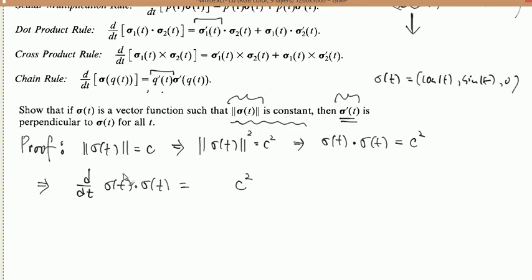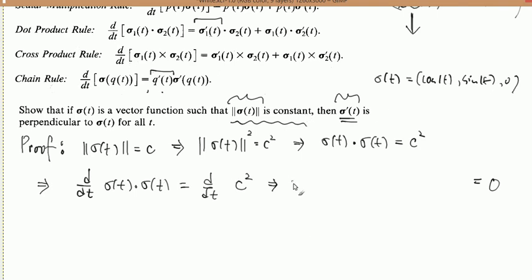Let's differentiate this. The right-hand side is simple. What is it? 2 times c to the first? That's not correct, 0 is correct. c is a constant, there is no t in it, so it's not 2 times c to the first. There's a 0 there. How about the left side? How do you differentiate this? What rule? Product rule, the dot product rule. Thank you, that sounds better.